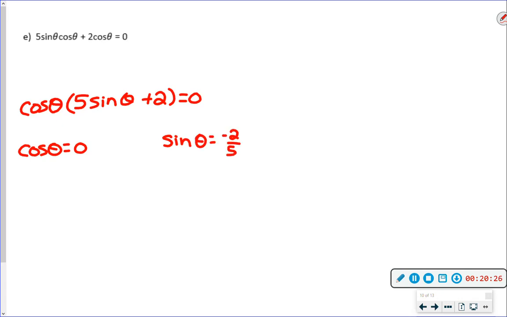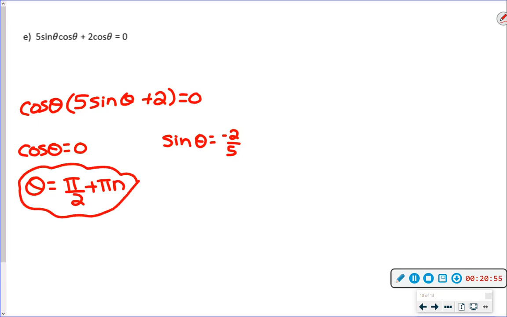All right, let's start with the first one. Where does cosine equal 0? Pi over 2. Where else does it equal 0? 3 pi over 2. So let's be smart here. I don't want to write them both if I don't have to. If I want to toggle between pi over 2 and 3 pi over 2, I'm not going to add 2 pi n. I'm going to add pi n. And I'm just going to make a little asterisk note that that will include or get you to your 3 pi over 2.